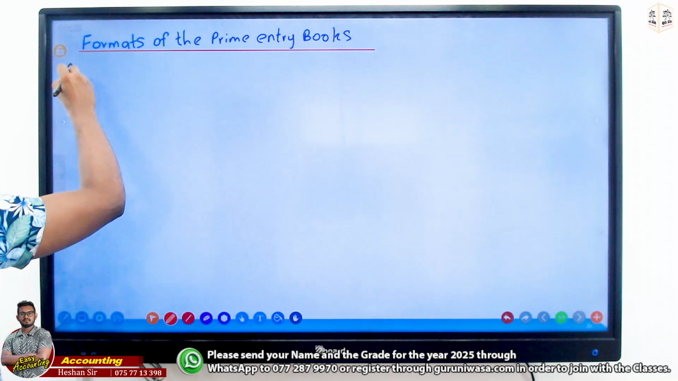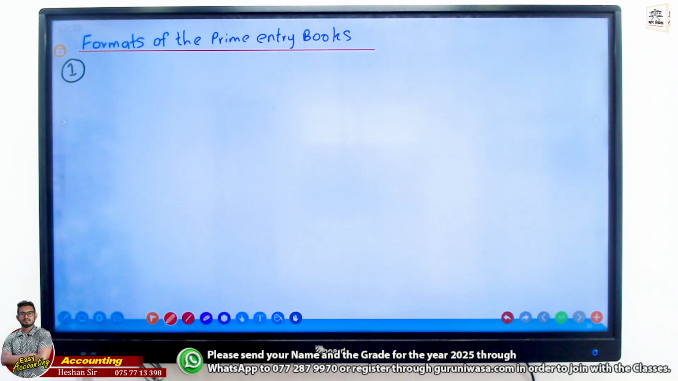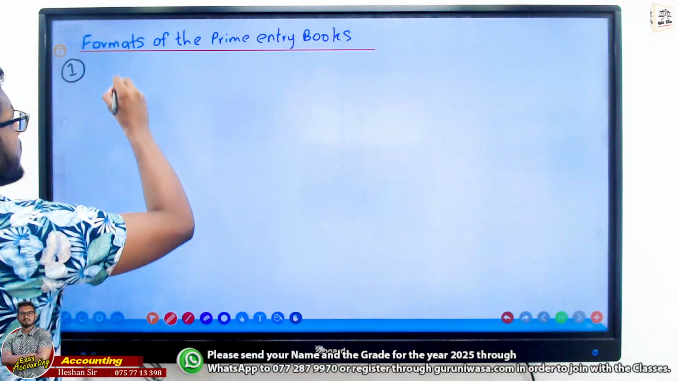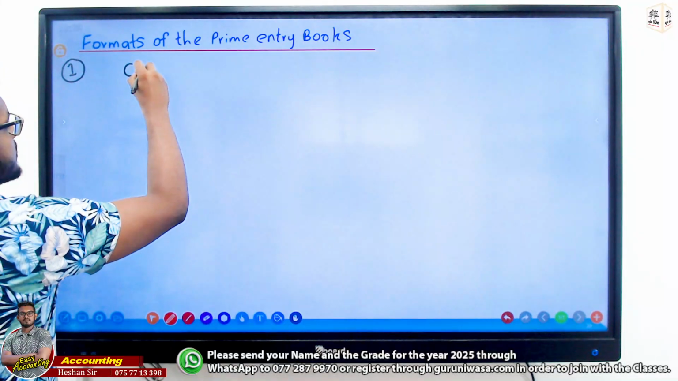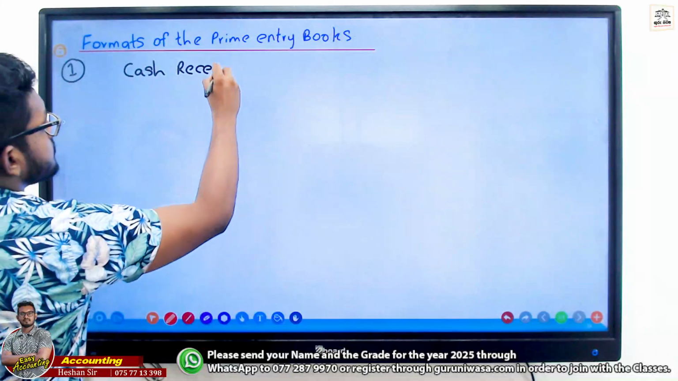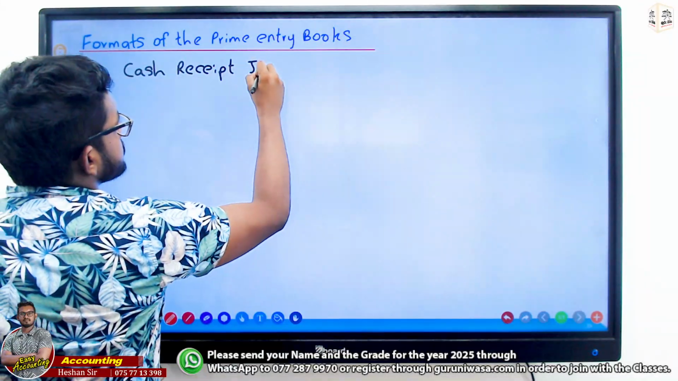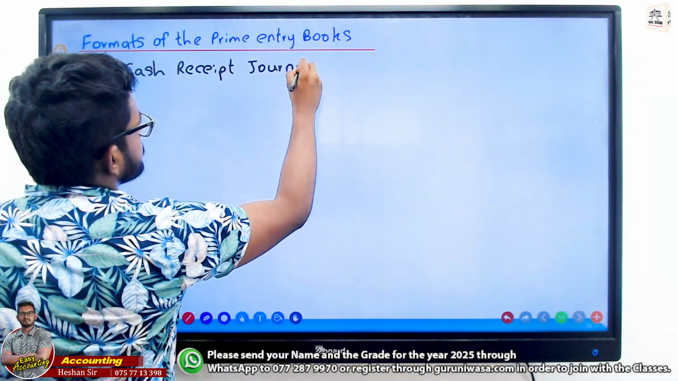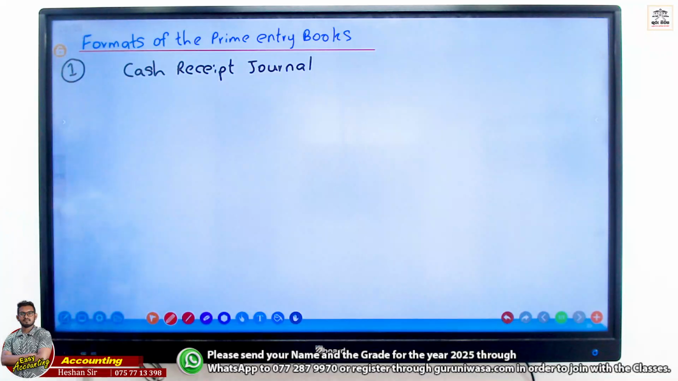Number 1. Write the number 1. Cash receipt journal. Number 1. Cash receipt journal.